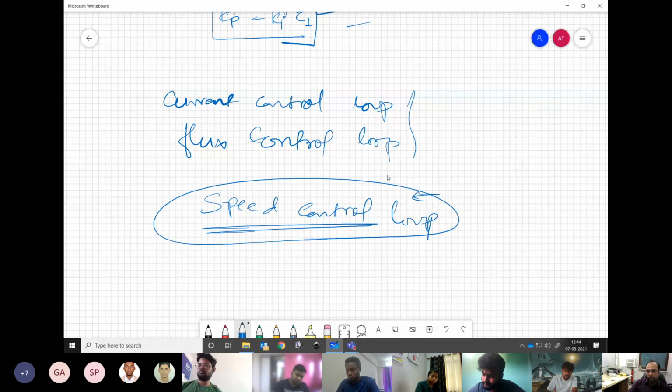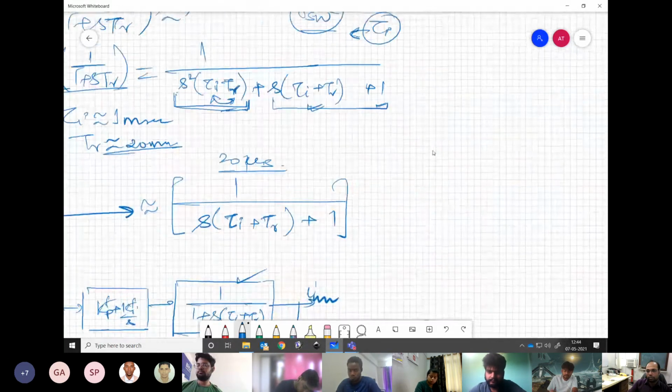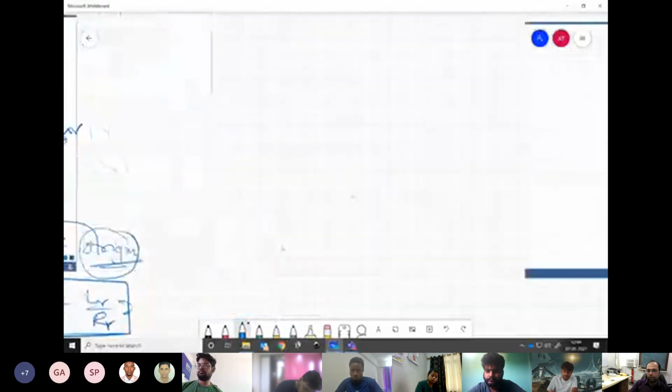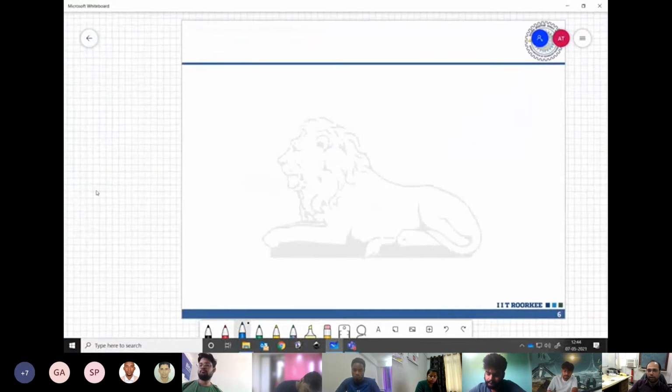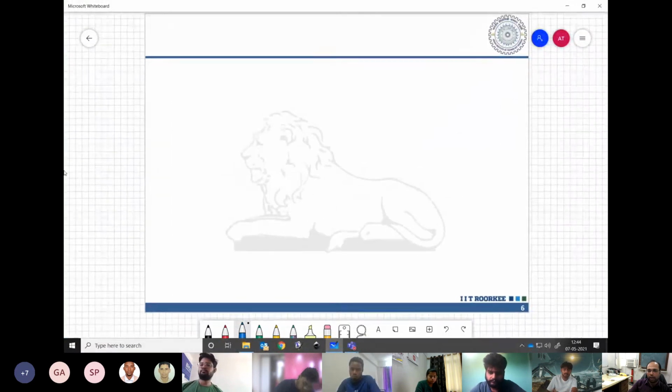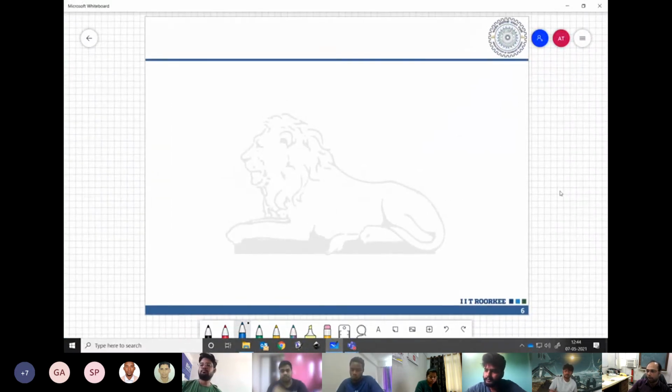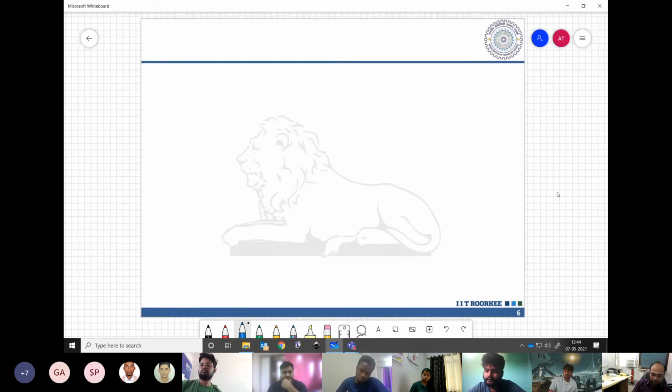So then we have completed our design for the current control loop and the flux control loop. Now what is remaining? Speed control. So let's go to that now. One by one, sequentially, we are designing. There is no problem in that, right? We are not leaving anything unknown. All the parameters are very well known to us. Now let us see.